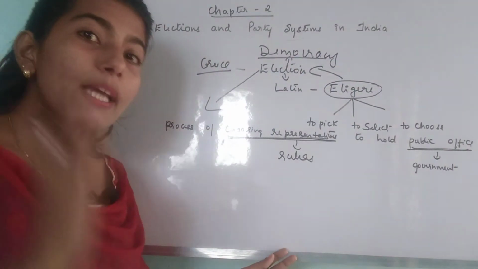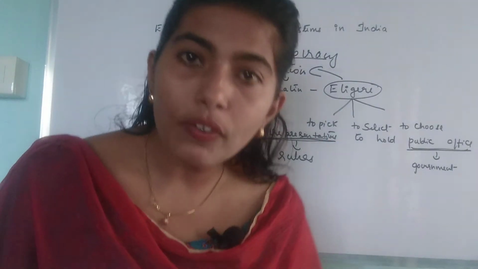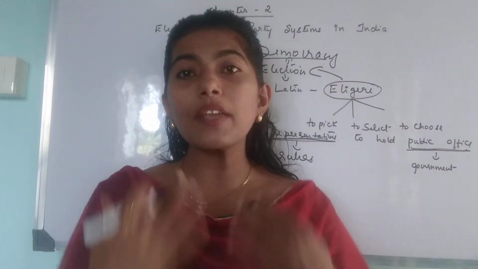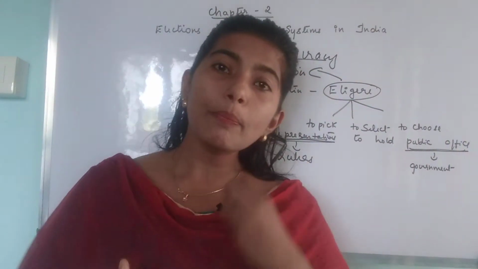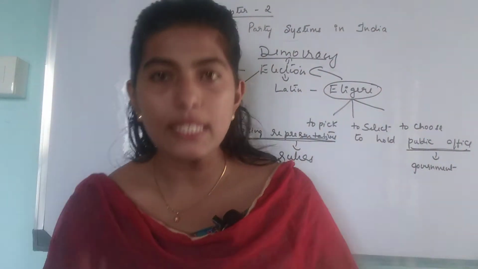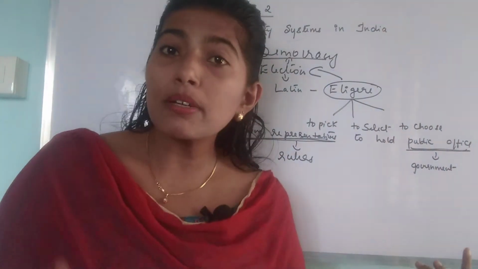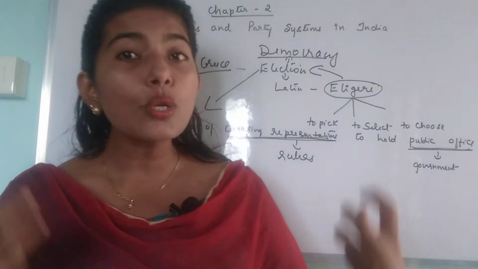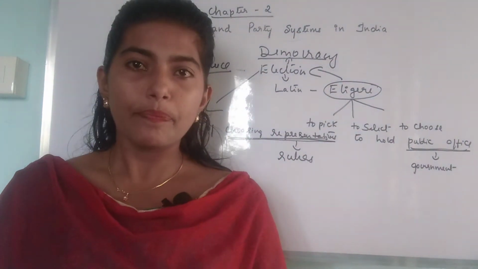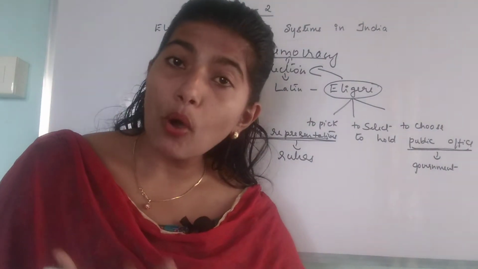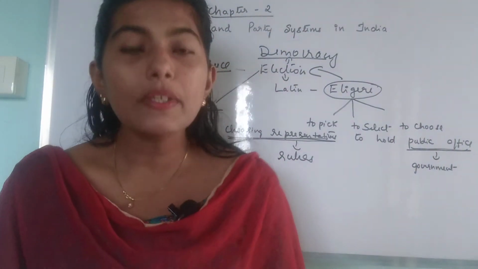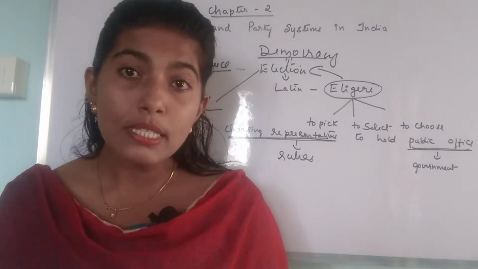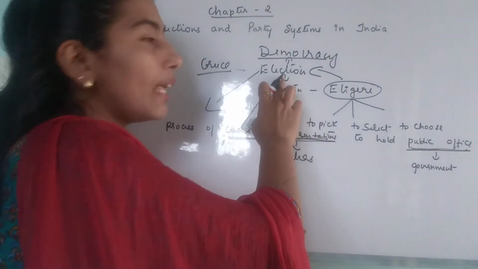Clear? So democracy is a kind of government where we, the people, rule. Isn't it? So people are the real rulers, we say, in democracy. In other words, democracy means it is a rule by, or rule of, the people. People themselves rule. So how do people themselves rule? It is on the basis of election.